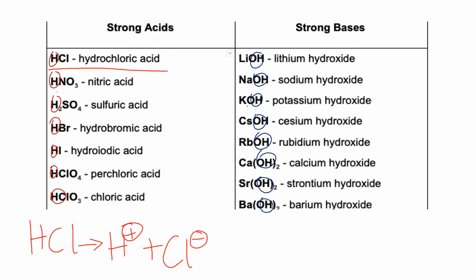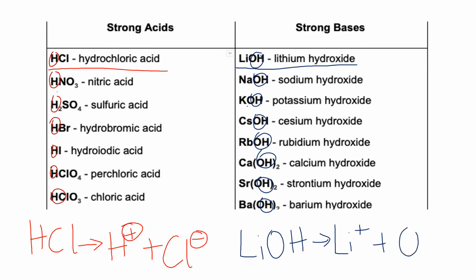On the other hand, a strong base is also a strong electrolyte that'll dissolve like this. So let's take lithium hydroxide for example. Lithium hydroxide will dissociate as such. Lithium, and that's a metal, gets a positive charge, and then OH is the anion, and that gets a negative charge. So this is how your strong acids and strong bases will dissociate.